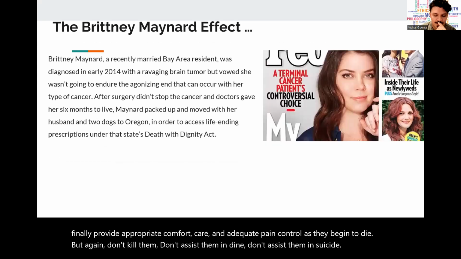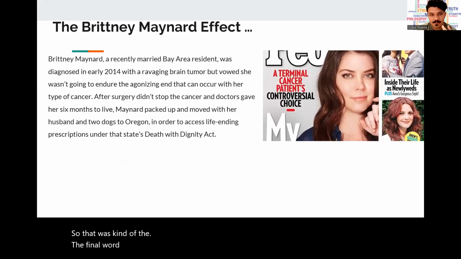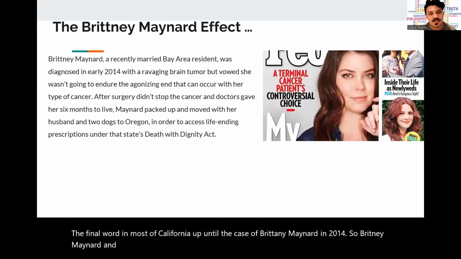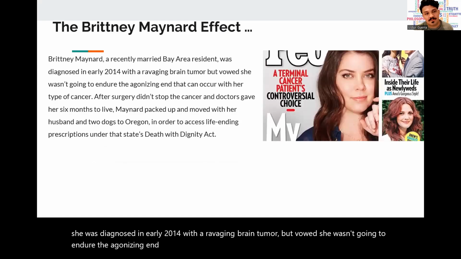So that was kind of the final word in most of California up until the case of Brittany Maynard in 2014. Brittany Maynard was a recently married Bay Area resident up in Northern California, and she was diagnosed in early 2014 with a ravaging brain tumor, but vowed she wasn't going to endure the agonizing end that can occur with her type of cancer.